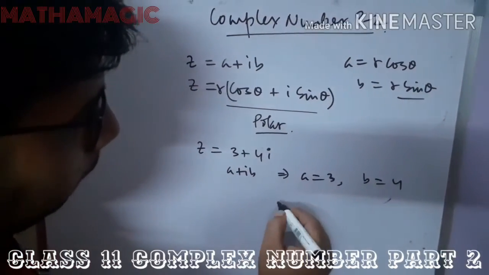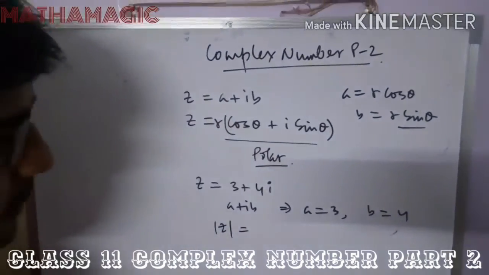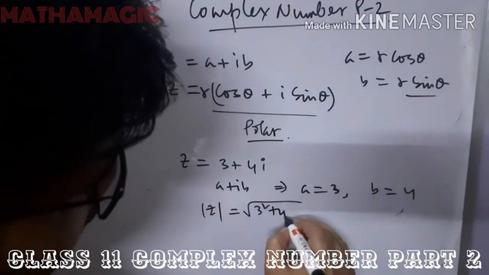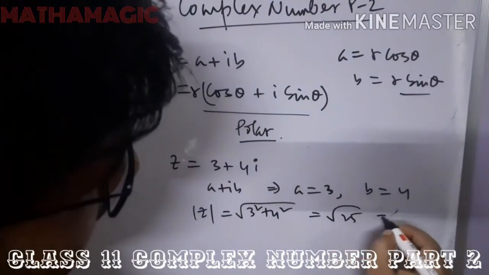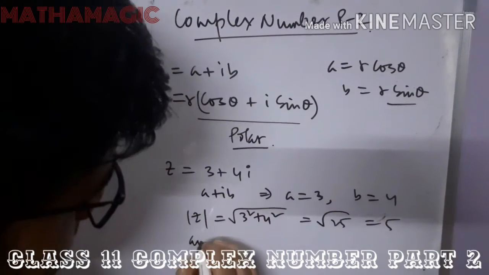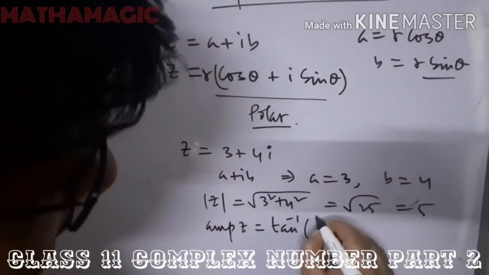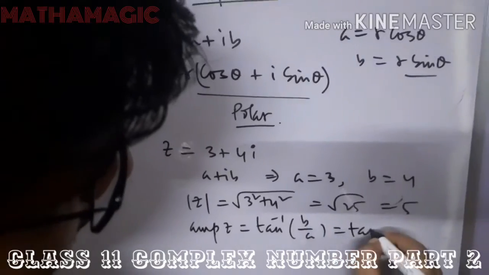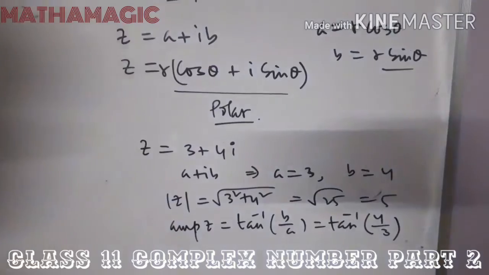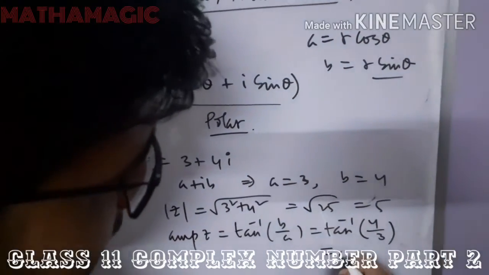So the value of mod z, that is the modulus of the complex number, will be root of 3 square plus 4 square, that is equal to root of 25, that is equal to 5. Now what will be the amplitude of a complex number? Amplitude of z, we have seen that formula, tan inverse y by x, that is tan inverse b by a. So that will be tan inverse 4 by 3. Now tan inverse 4 by 3 has a certain value, suppose let that value be theta.